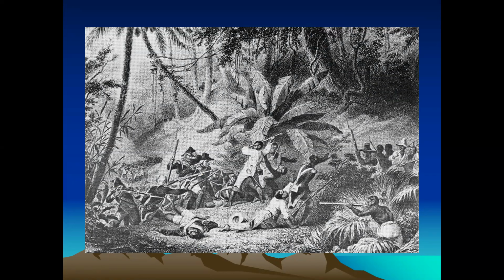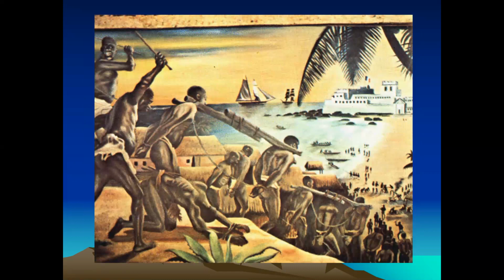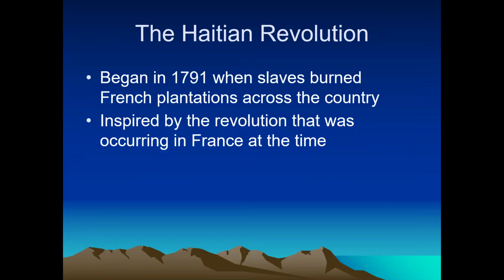And the overseers, of course, would be terrible to the people, but in Haiti, these people would rise up. Enslaved West Africans, but then they didn't want to be enslaved any longer. And Haiti, it was like a crazy rate of like one white person for every 30 enslaved people, which is just not going to work out because people want their freedom. So the largest, most successful slave revolt ever happened in Haiti. And it began in 1791 when slaves burned down the French plantations.